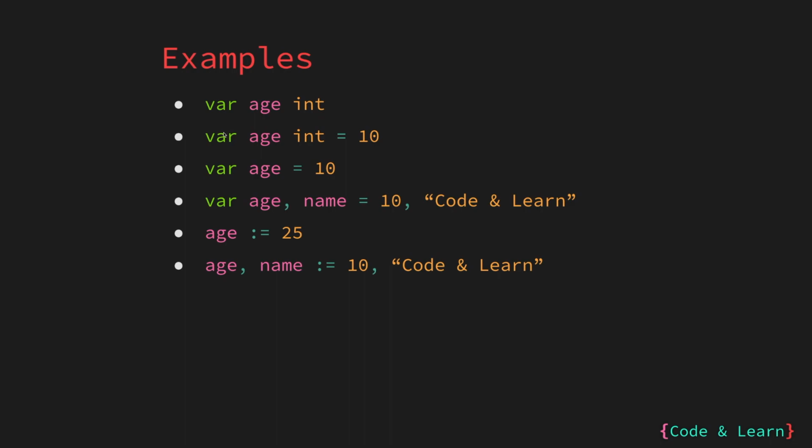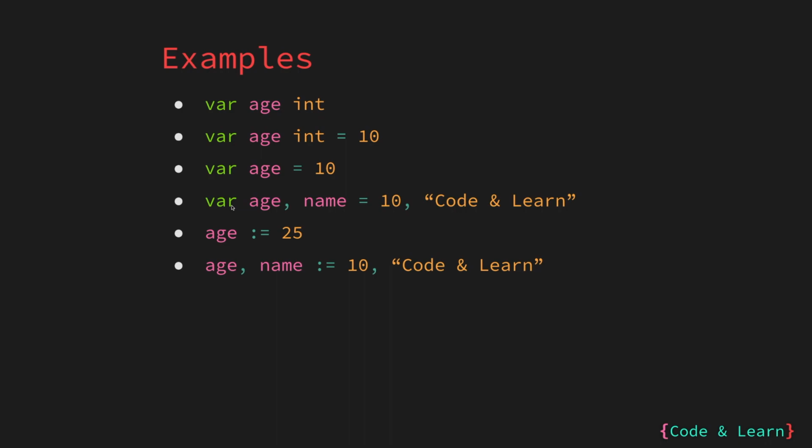Here are a few other examples of what we have covered till now. So you can have var age int, where we are saying age is of type int. Then we can have var age int = 10, where we are explicitly assigning age the type int and also a value of 10. We can also say var age = 10, where we are saying age can infer the type from the right side value. So the numeric default type, which is int, will be assigned to age.